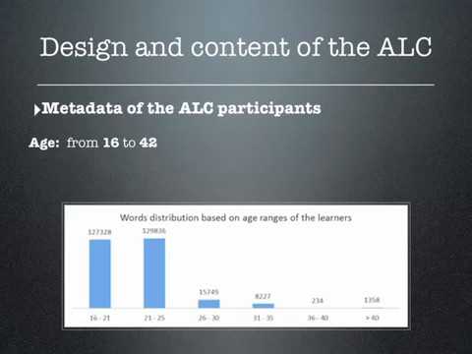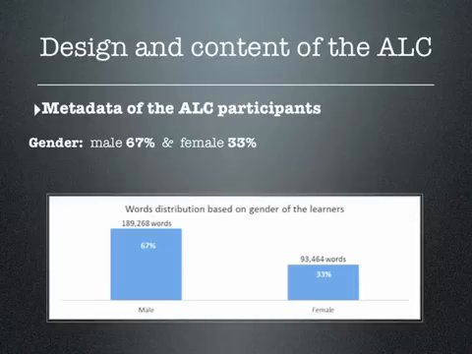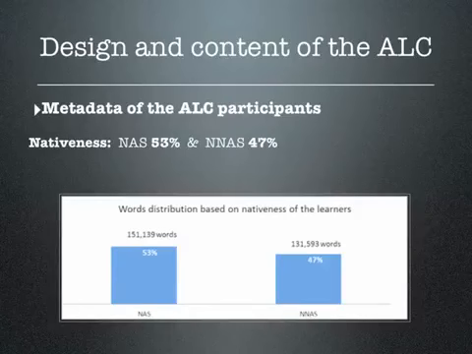Here I'll talk about the corpus content based on the elements of the metadata. So I'll start with the age. Ages of the learners ranged between 16 and 42. However, the majority were between 16 and 25 as shown in the chart. In terms of gender, 2/3 of the participants were males and the rest were females. The corpus materials were collected from 2 groups of Arabic learners: native Arabic speakers and non-native Arabic speakers. These groups were close to each other in terms of the amount of data collected.